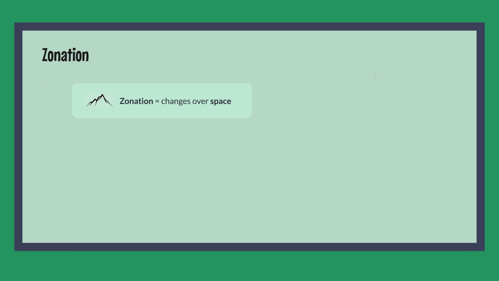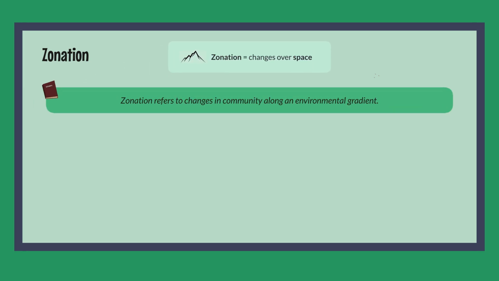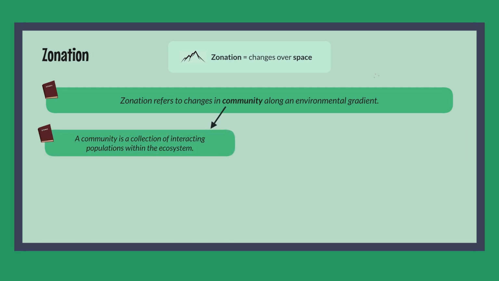Zonation first. The official definition is the change in community along an environmental gradient. Let's look at the first key term here. A community is a collection of interacting populations within an ecosystem. So, in the context of zonation, we're looking at how the living community of an environment changes as you move along some kind of environmental gradient.